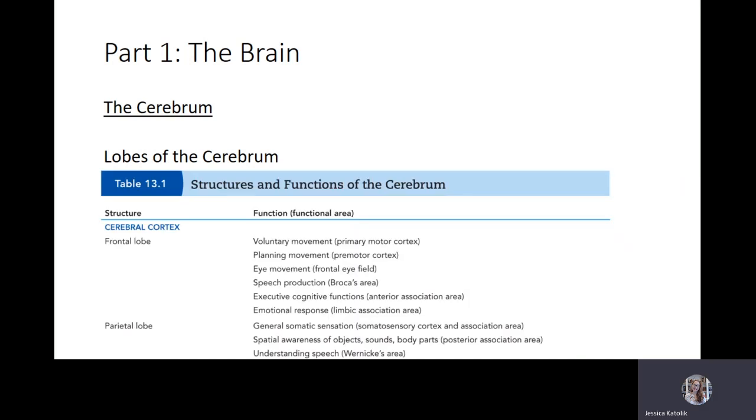Let's talk about some of the functions of the lobes. I'm not going to make you know every single function. What I'd like you to do is pick one or two for each lobe to have a general understanding of what these lobes do.